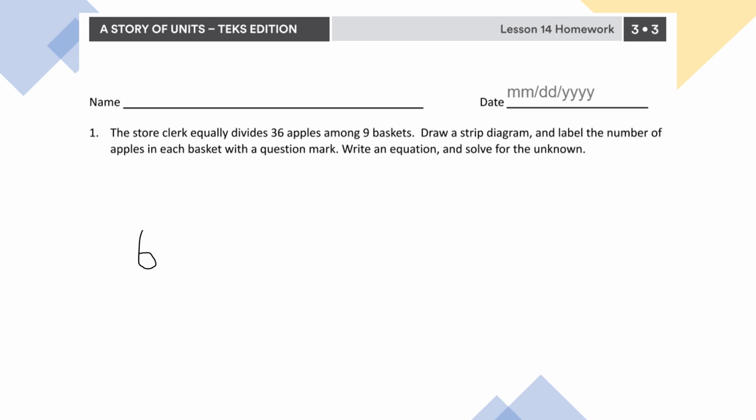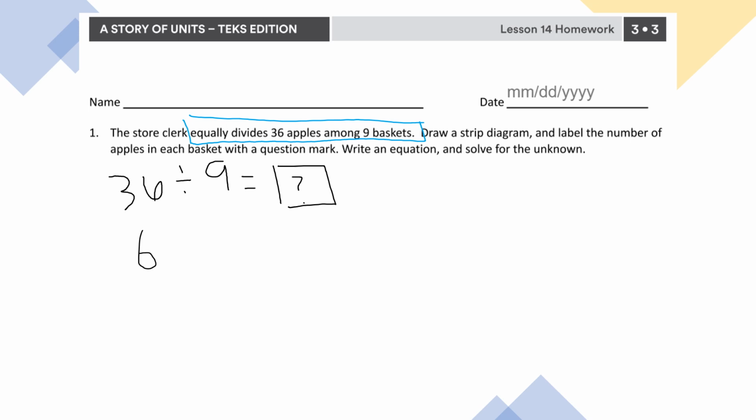Now, before I do anything, I noticed that there is some information that this word problem gave me. It says equally divides 36 apples among 9 baskets. So they just told me that I'm going to be dividing. So that means my equation is going to be 36 divided by 9 equals my unknown.